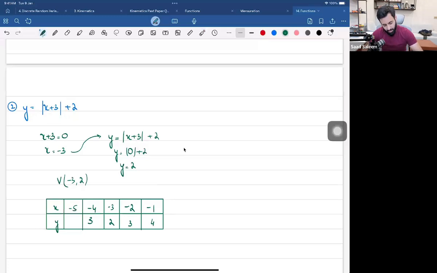Then let's plug in minus 5. Minus 5 plus 3 is minus 2, modulus of which is 2. 2 plus 2 is equal to 4.